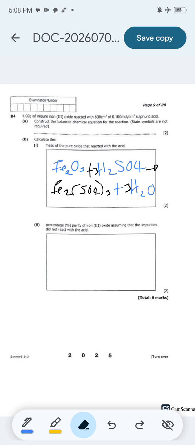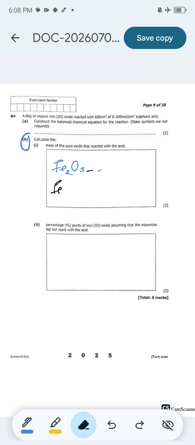So now the question is requiring us, now we go to B. B is requiring us to calculate the mass of pure oxide that reacted with the acid, because that one was impure. So with that volume and concentration that we are given, we can find the amount of pure oxide that reacted with the acid.